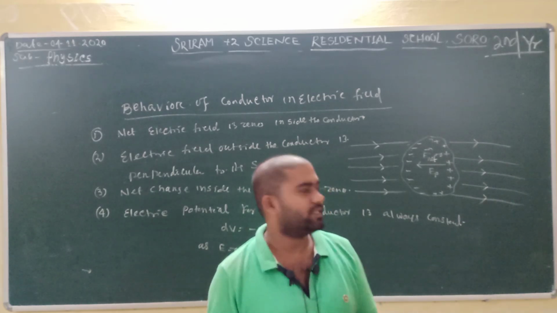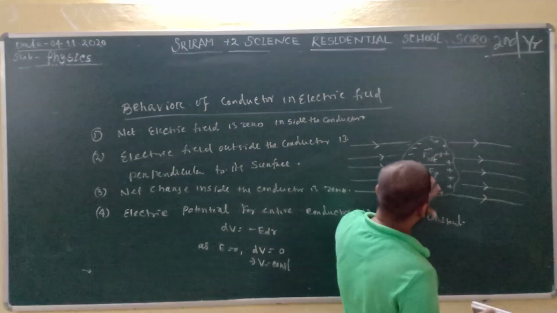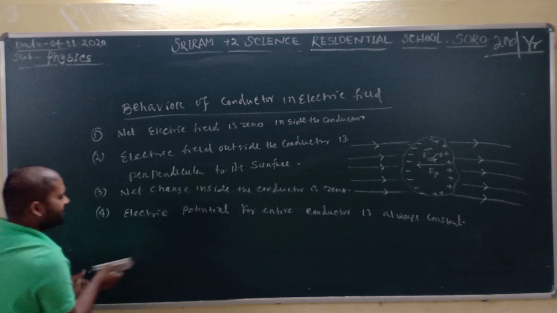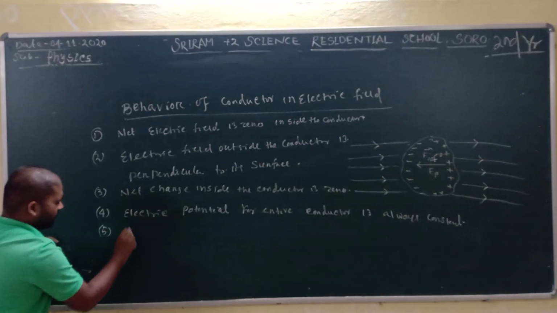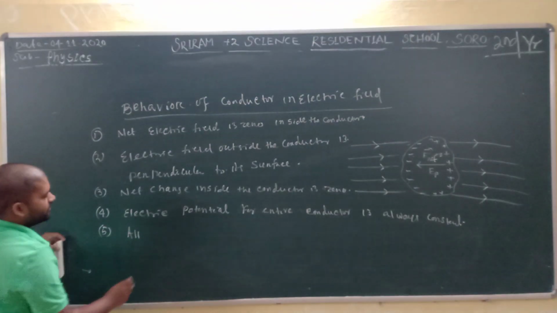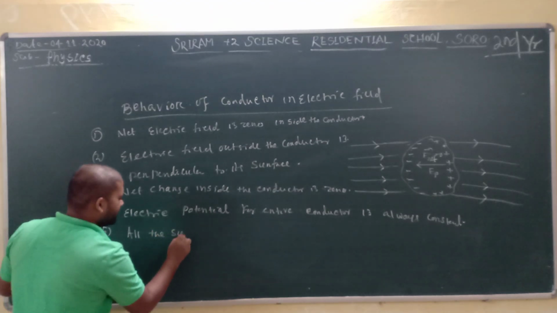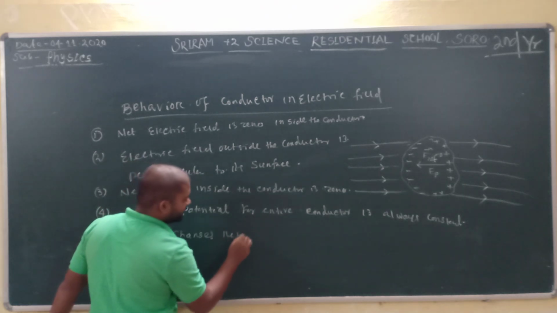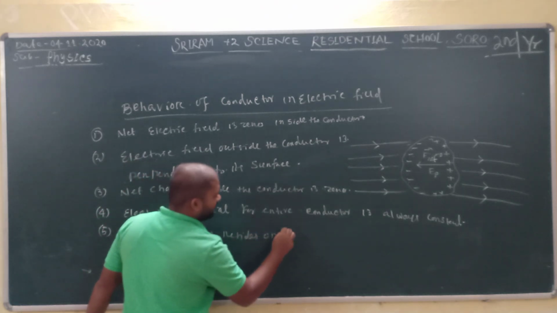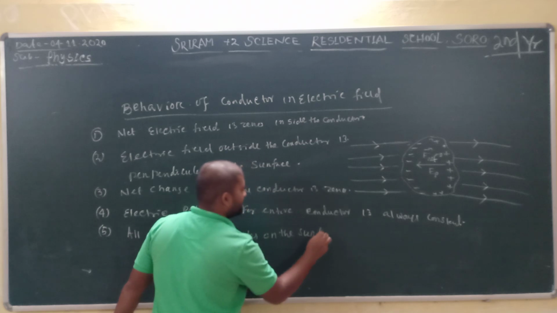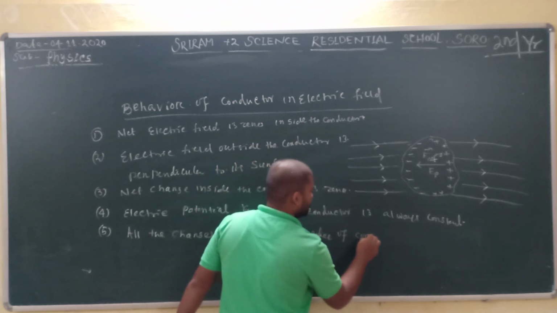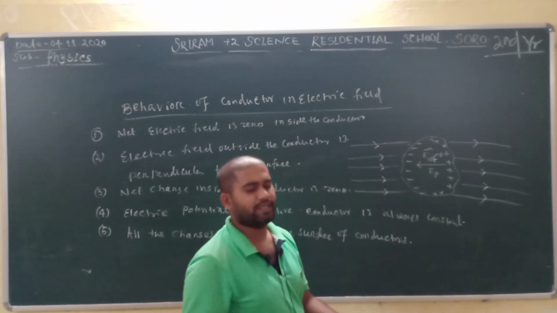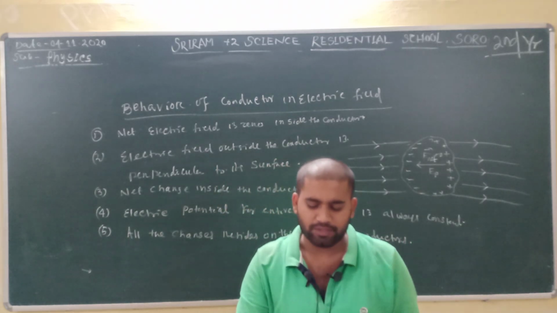Another point we can say: all the charges of the conductor reside at the surface. Fifth point: all the charges reside on the surface of the conductor.